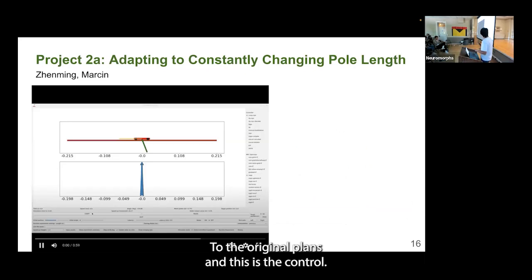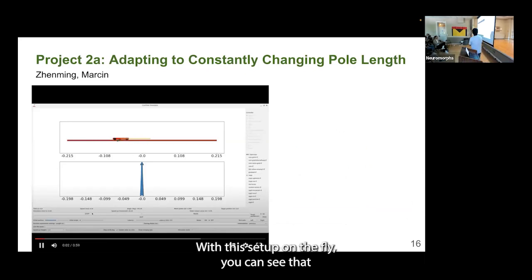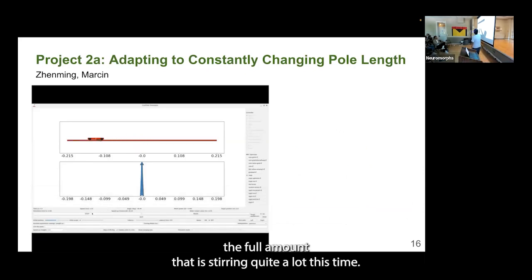And this is the cart-pole with this setup on the fly. You can see that the pole length is jittering quite a lot. It's quite funny to watch. Because of this crazy noise, it takes a solid minute to swing up and converge and stabilize at the target position.